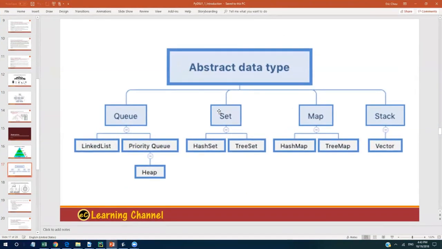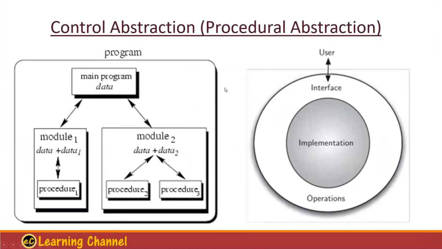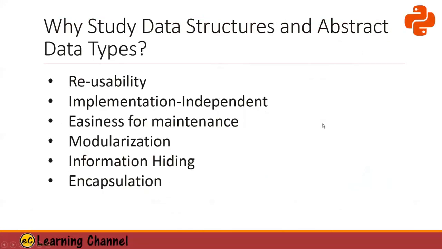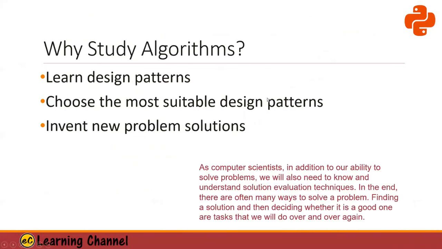And that is the data structure. And then object-oriented programming, we know this quite well: procedural abstraction on the left-hand side, object-oriented programming on the right-hand side. And what abstraction really helps us with is to make the program reusable, implementation independent, modular, with information hiding, and easy for maintenance. Here are a few different advantages. We will show this later.